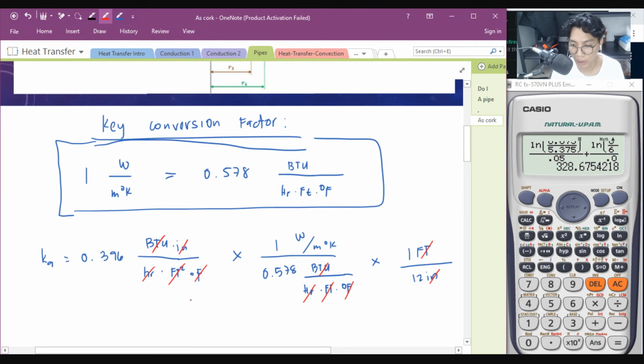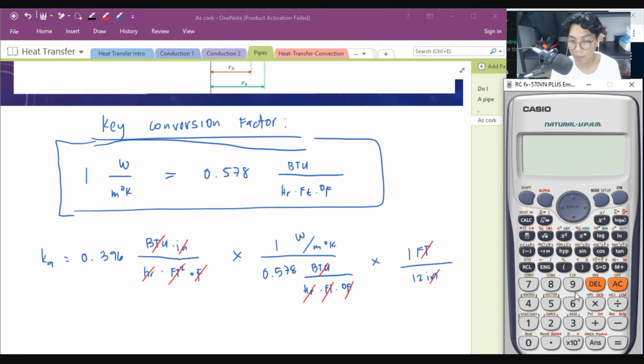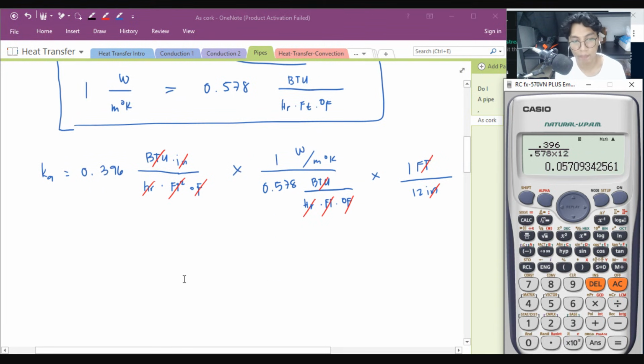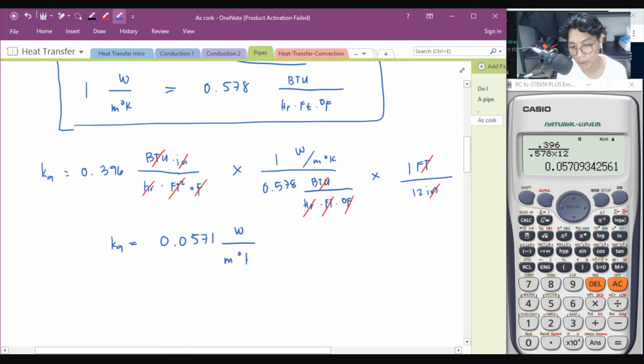We can now arrive with an answer of, hindi pa yan ha, mahaba talaga itong problem na to. So, 0.396 over 0.578 times 12. The answer is, round up mo na, KA is equal to 0.0571 watt per meter degree Kelvin. That is for KA. How about yung sa quark?